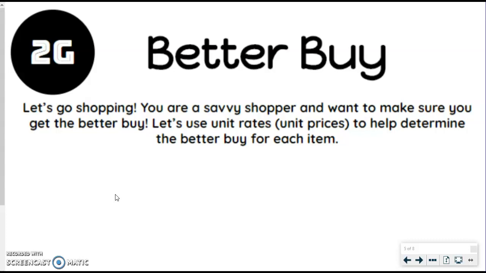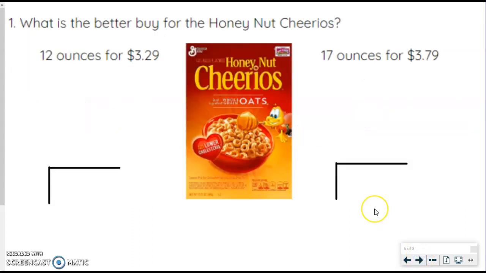Like you don't want to waste your money. You want to make sure you're getting the good price. So we're going to use unit rates, aka unit prices, as that could also be called, to help determine which is the better buy of each item here. So let's go ahead and jump into this first example.